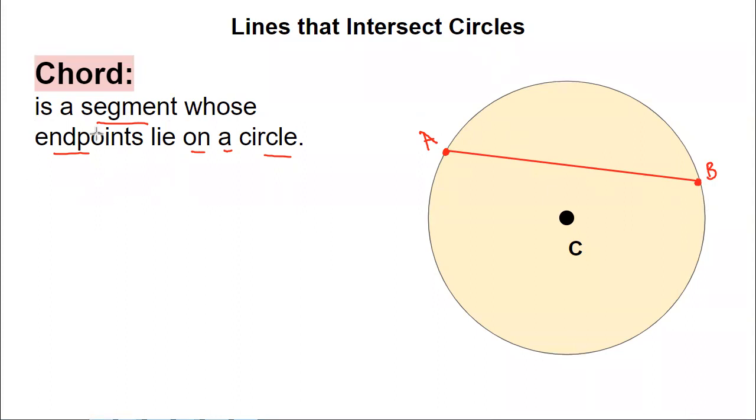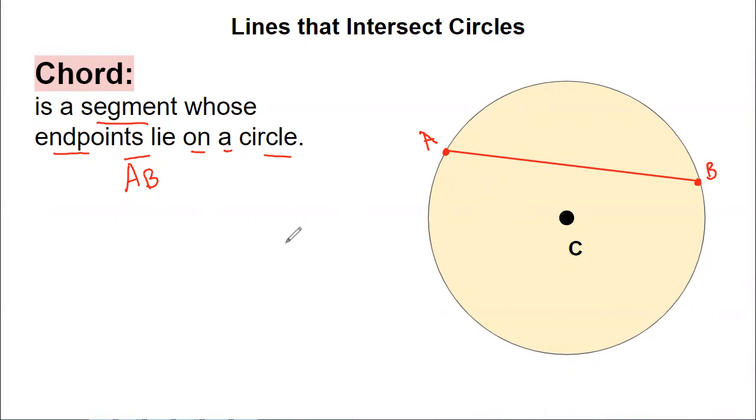Now, does it fit my definition? A segment whose endpoints lie on a circle. These 2 points lie on a circle and I have a segment. So therefore we have a chord. So here in this case, we're gonna label it as AB. And we have to label it as a segment. So segment AB. What would be another example?